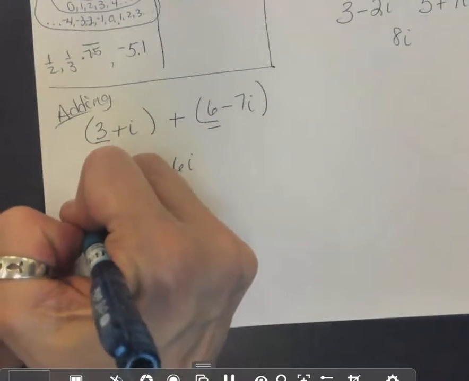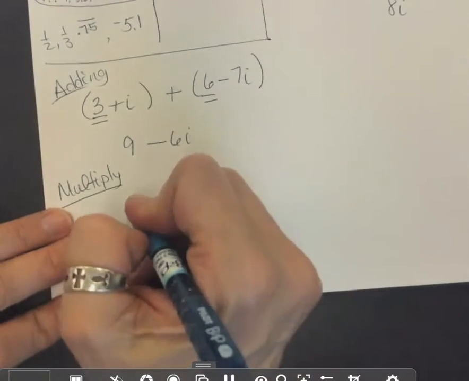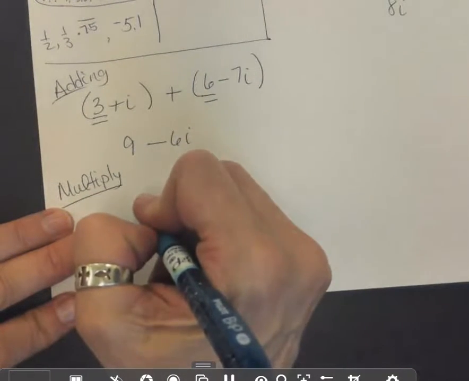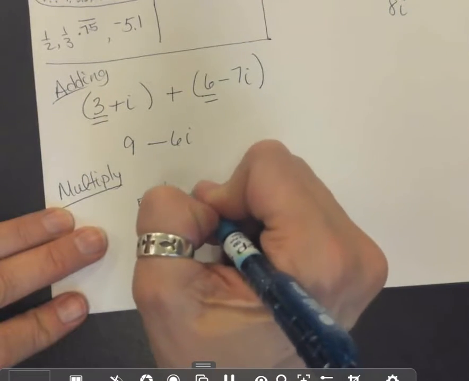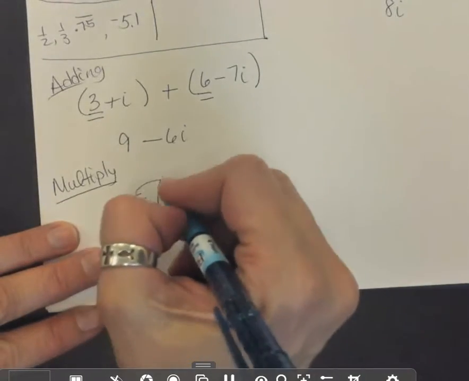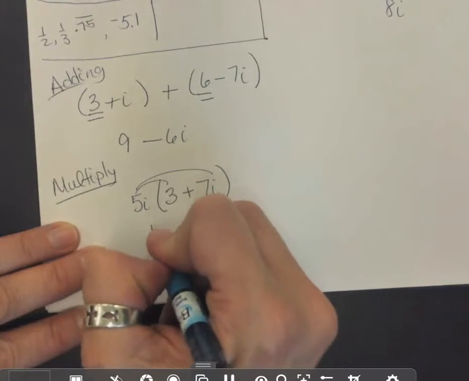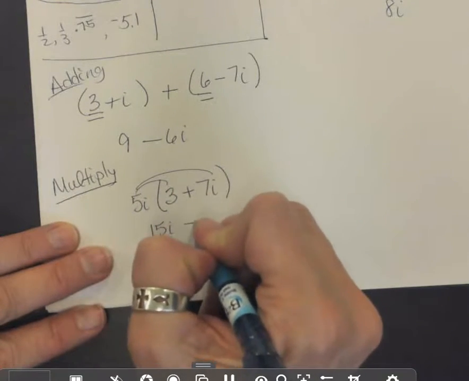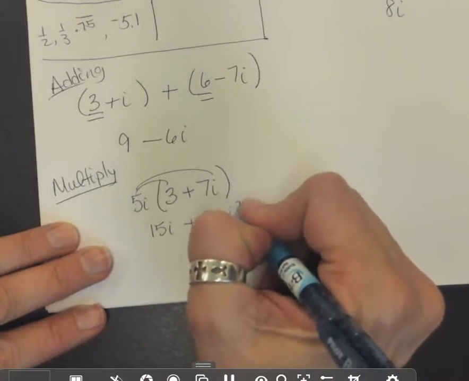Now what if I wanted to multiply? So what if I had 5i times 3 plus 7i? Just pass it out, distribute it like you would. So you have 3 times 5 is 15i, plus 5 times 7 is 35, i squared.